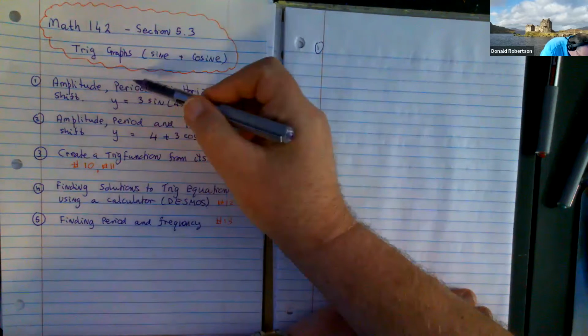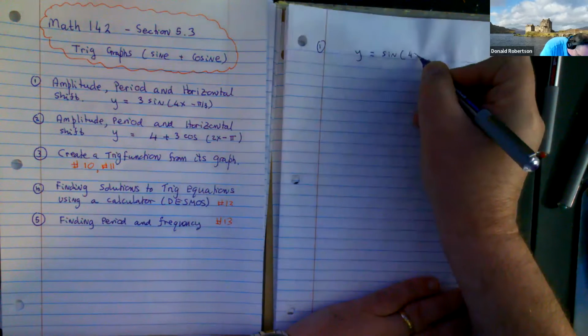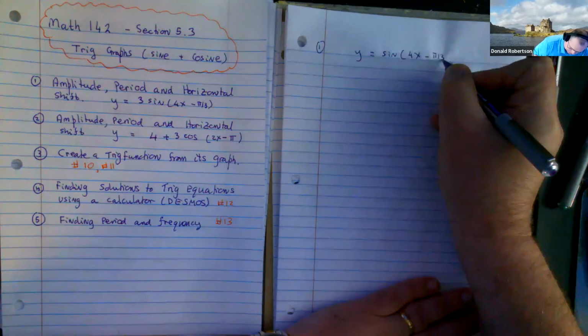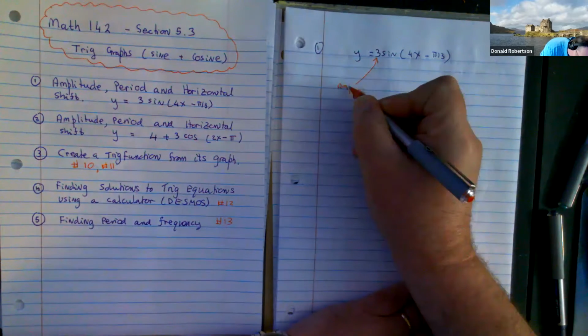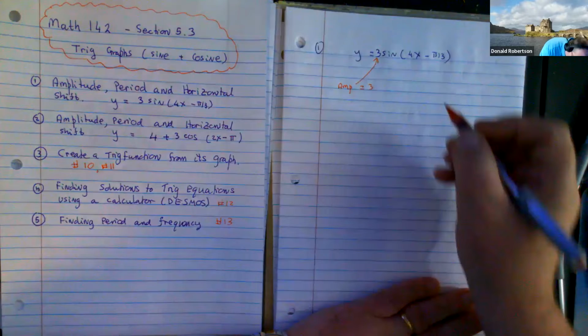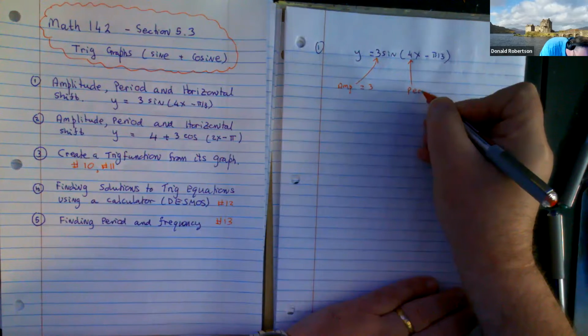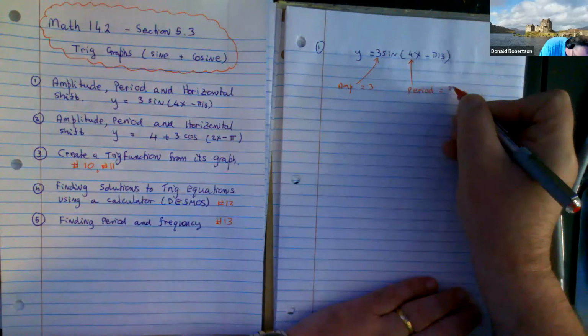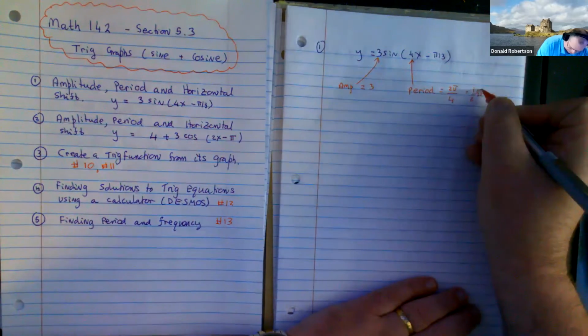Finding amplitude, period, and horizontal shift of a trig function. So you've got that guy. Okay, now I should put a number here. There we go. That number there tells you the amplitude, and so that's 3. That number there doesn't tell you the period, but you can find it using the formula that the period is 2 pi divided by that number. So in this case, that's a half pi.